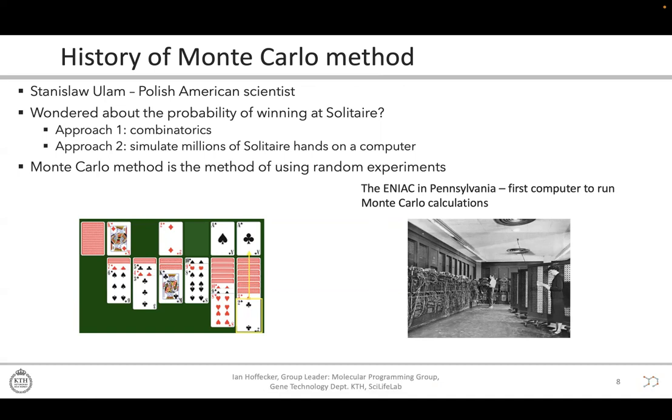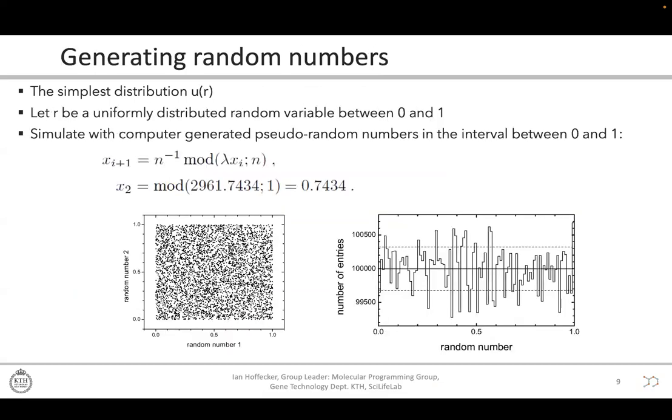He initially tried to compute this through combinatorics. So, like we did with the dice throw, he tried to enumerate the possible hands that you could get in solitaire, and realized that this was a very complicated problem, and it would actually be easier to simply simulate millions of solitaire hands on a computer. That was the original origin of this technique.